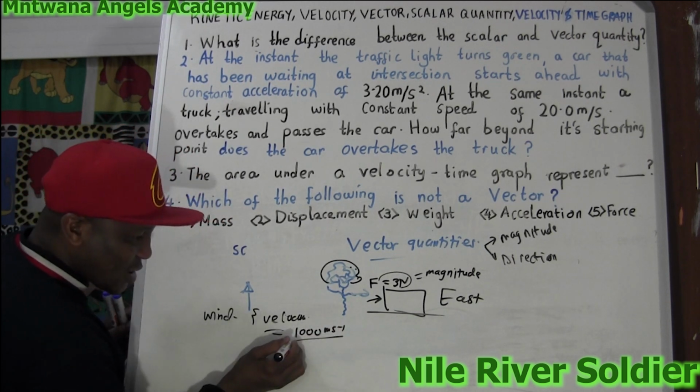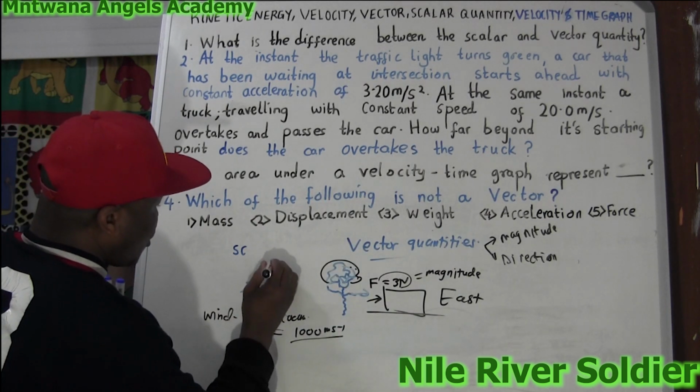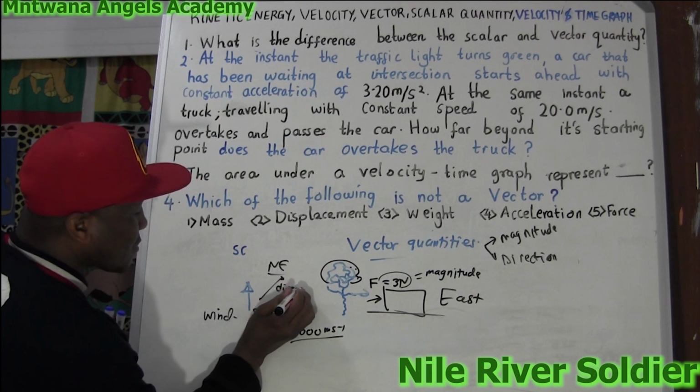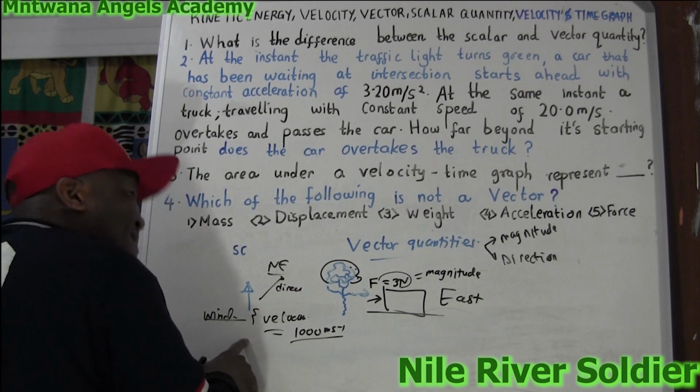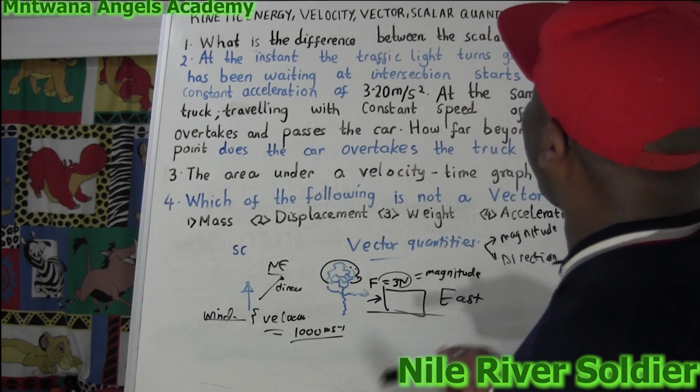So this is the magnitude. But which direction? Oh, it was going northeast. So this northeast is the direction. So wind is a vector quantity. Now let's take all this stuff here.